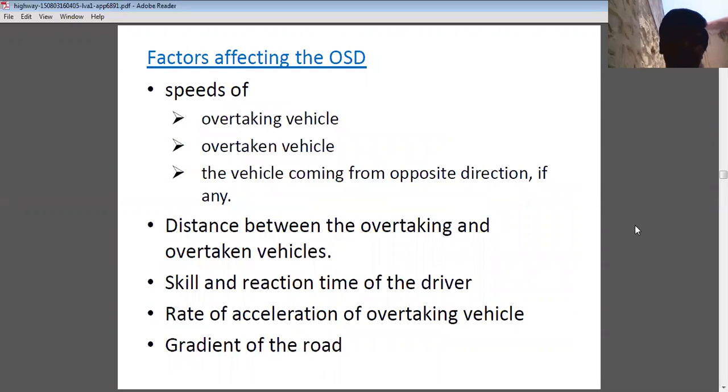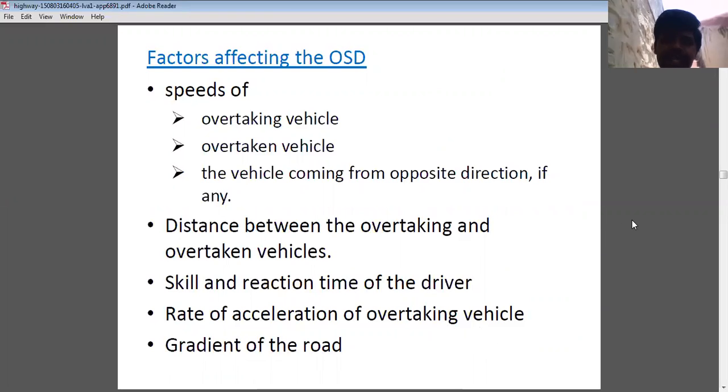What are the factors affecting OSD? Speed of the overtaking vehicle, speed of the overtaken vehicle, and the vehicle coming from the opposite direction, if any. These three main factors should be considered. And the distance between the overtaking and overtaken vehicles is also important.